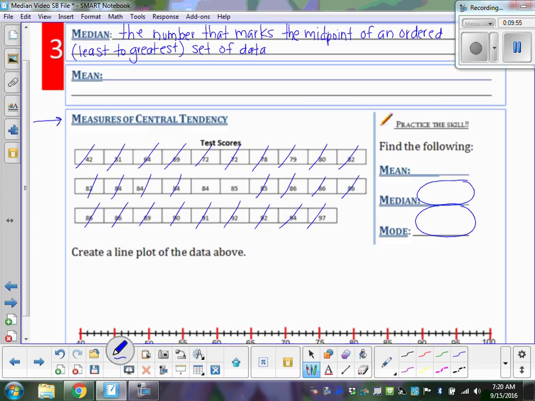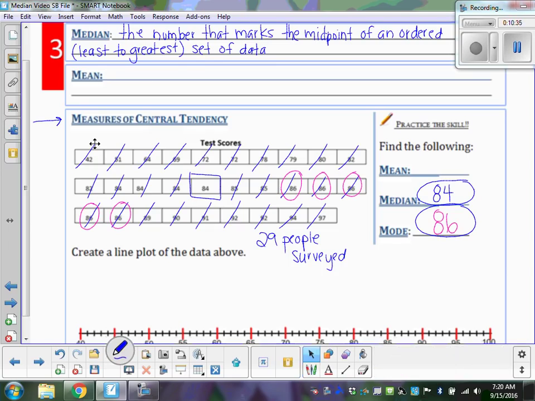And we have an odd number of data points. There were 29 people, so right in the middle, we can see that 84 is our median. Also, if you looked through your data set, you will see that 86 appeared 1, 2, 3, 4, 5 times. So those are our measures of central tendency, 2 measures that help us find the center of our data.